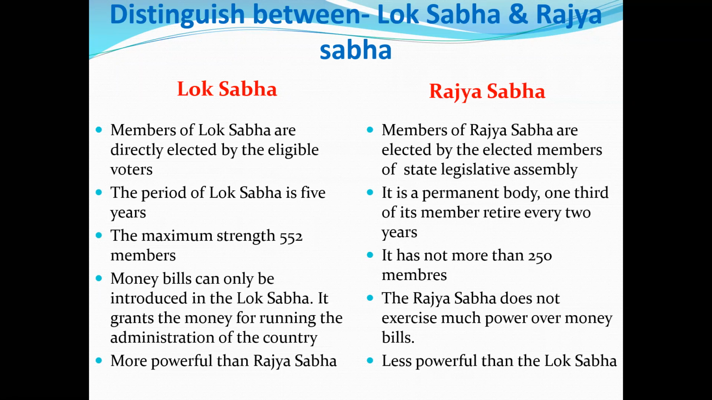The period of Lok Sabha is 5 years. Rajya Sabha is a permanent body. One third of its members retire every 2 years, and the tenure of one member is 6 years. 6 साल के लिए elect किया जाता है. Maximum strength in Lok Sabha is 552. In Rajya Sabha, it has not more than 250 members.